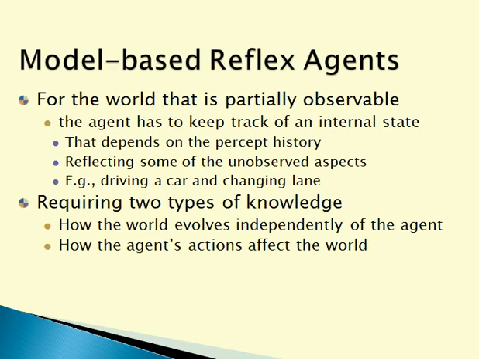Model based reflex agents. For a world that is partially observable, the agent has to keep track of an internal state that depends on the perceived history, reflecting some of the unobserved aspects. Example: driving a car and changing lane. Two types of knowledge are required here. First, how the world evolves independently of the agent. Second, how the agent's actions affect the world.